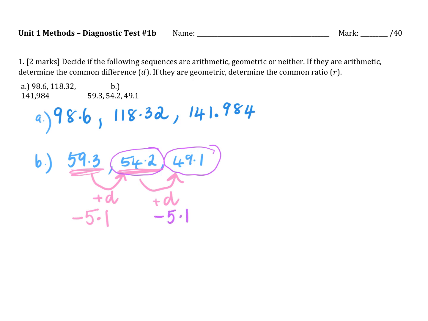There is a common difference. The common difference is negative 5.1. It is an arithmetic sequence. Now, it's negative there because it's decreasing, okay? Each number is less than the previous.